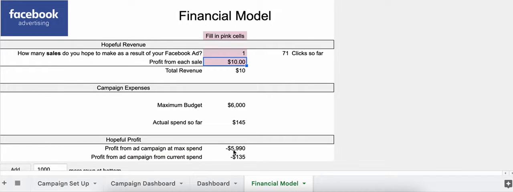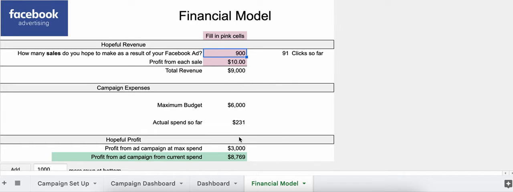If I sold one, notice I'm negative $5,990 because I spent $6,000, I sold one, and I got $10, so I'm negative. Well, I wonder if we sold 10 or 100. I'm still down 5,000. So even if I sold 100 of these books, if I spent $6,000 to do it, I'm down $5,000. So let's say I sold 1,000. Well, now I'm above. Now I'm making some profit. So I'm going to lower this to 900. And you can keep going down until we get to a break-even point where this equals as close to 0 as possible. What we want to know is how many do I need to sell to break even in this ad campaign?